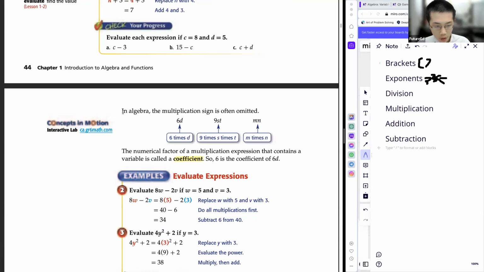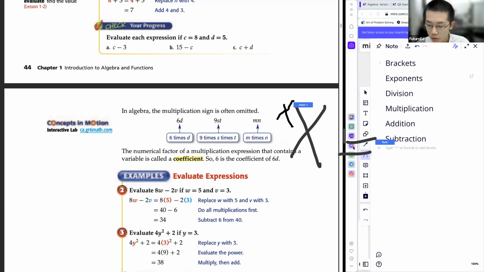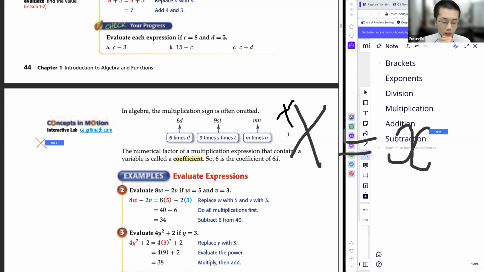You guys will probably see this very often, but in algebra, the multiplication sign is often omitted. Would someone like to guess why the multiplication sign is often omitted? Well, first of all, what does the multiplication sign look like? Would you guys like to draw it on the screen? Okay, I see Jason, Ryan, you guys are all drawing lots of X's on the screen.